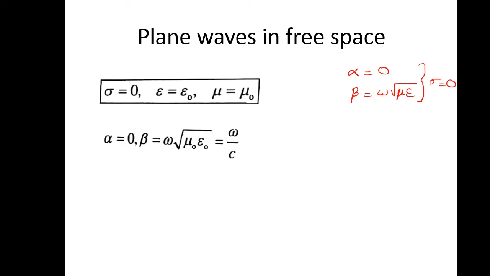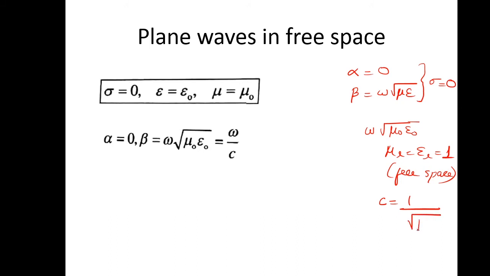Alpha will be 0 and here beta, what will be the value? Omega square root of mu naught epsilon naught. Why? Because mu r and epsilon r are equal to 1 in free space. So velocity in free space is c, which is equal to 1 divided by square root of mu naught epsilon naught. This is equal to 3 into 10 raised to 8 meter per second. This you should remember. So in this case you can write omega by c, where c is 3 into 10 raised to 8 meter per second, the velocity in free space. Is it clear?